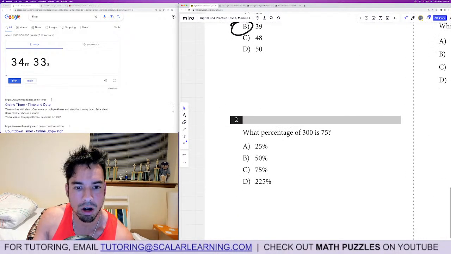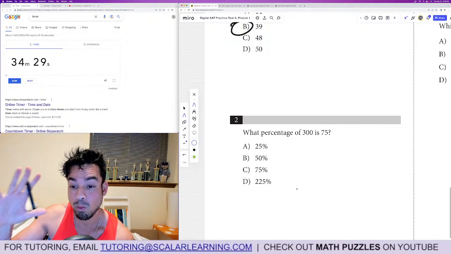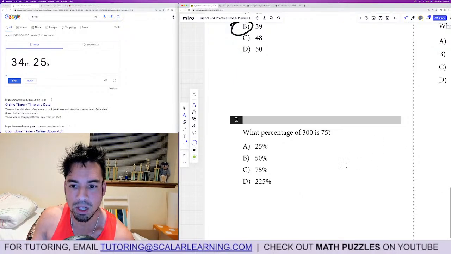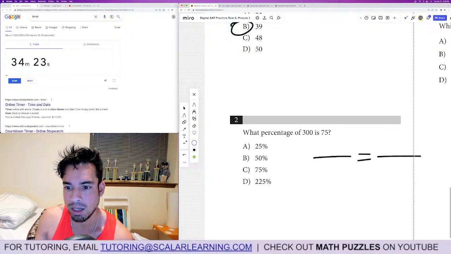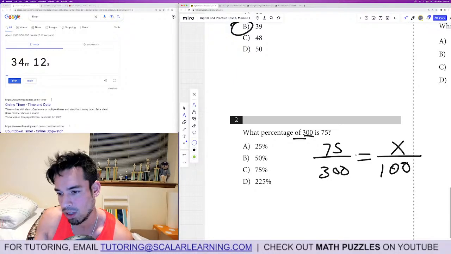All right, number 2. What percentage of 300 is 75? I'm going to show you 2 ways to do this. If you like the percent proportion, we can say, hey, what percentage of, whatever comes after the word of is that total value. 75 goes on top. What percentage of 300 is 75? So we want to know what this is as a percent. So you can think about it like this.